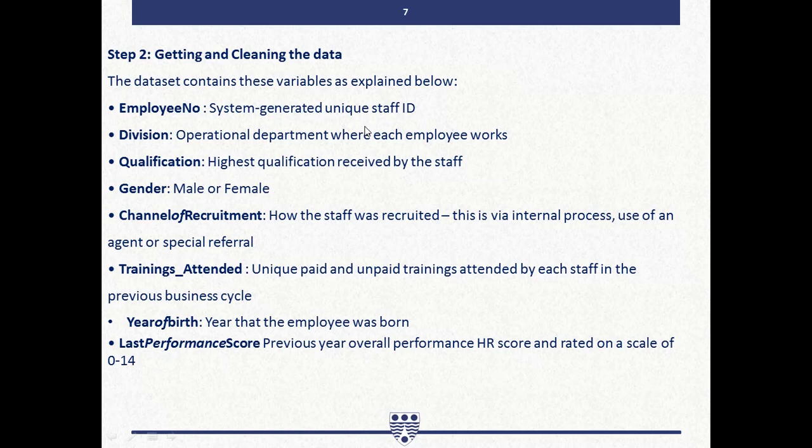So you can identify them, just like your matriculation number is unique to you, right? Then we also have a variable called division. This refers to the department of each of the employees. Some of them might be in human resource, some of them might be in accounts, etc. Okay, we also have the qualifications, which is the highest qualification received by the staff. Some of them have their PhD, some of them have their MSc, BSc, and O level, right?